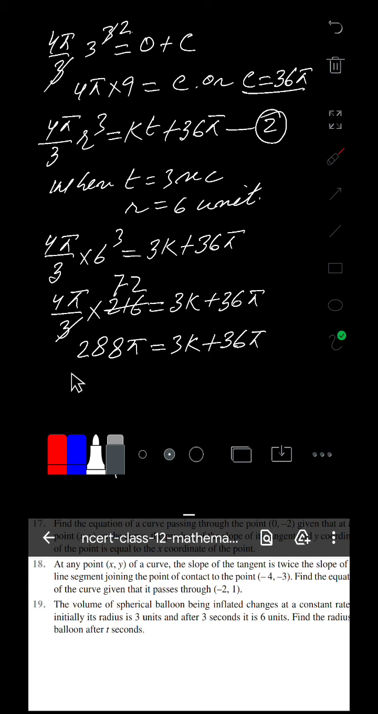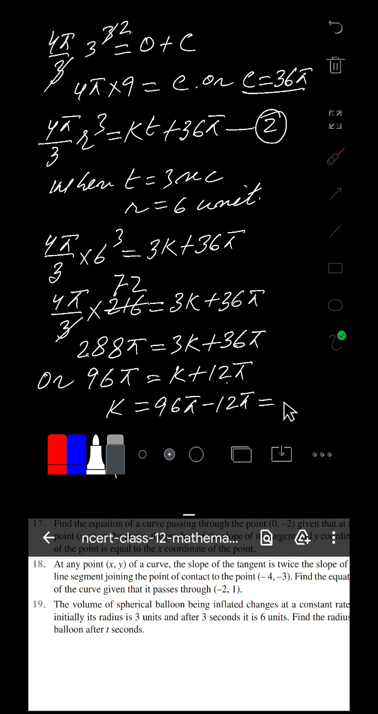Dividing both sides by 3, we have 3 nines are 27 and 3 sixes are 18, 96 pi is equal to k plus, dividing 36 by 3, we get 12 pi. Transposing 12 pi to this side, we get k is equal to 96 pi minus 12 pi. So we have 84 pi.